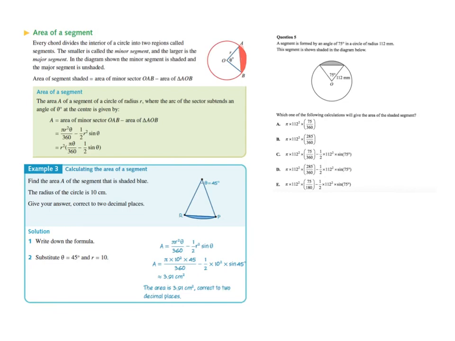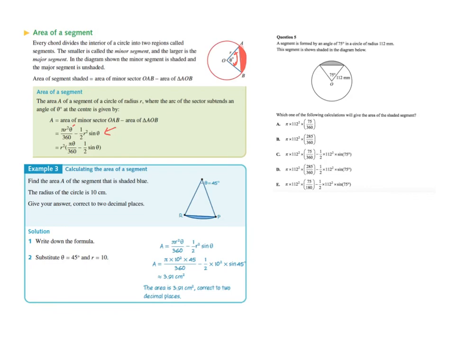So there's a formula for it, and you can see here, you need the angle. You need to know the angle of the section they're talking about. You also need the radius, and that's all you need, and then you follow this formula. Down here we've got an example.